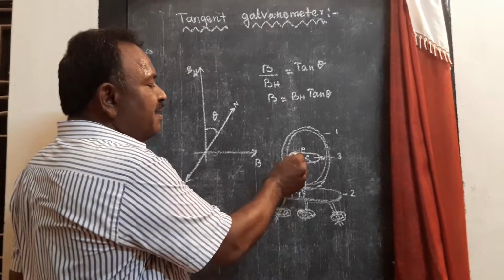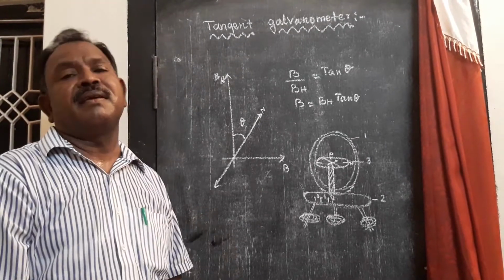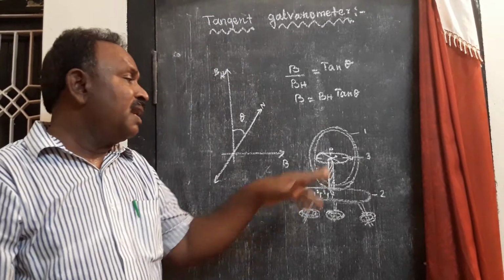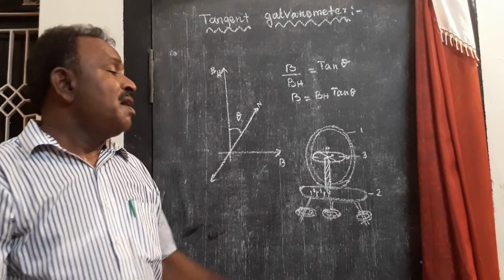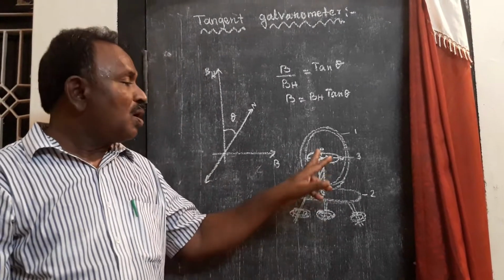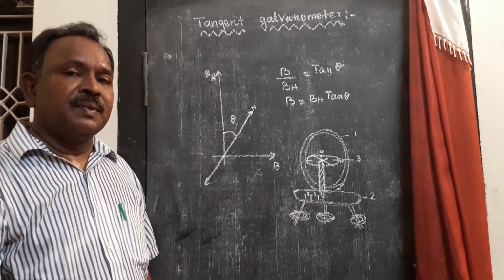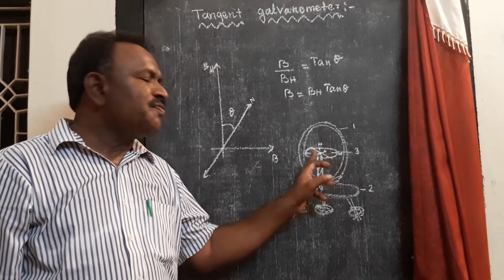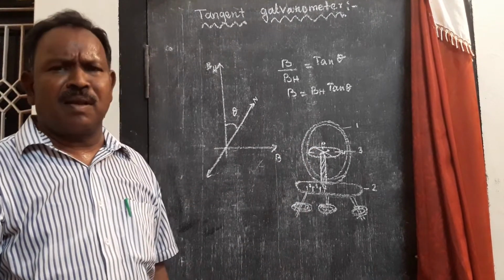To this magnetic needle, a long aluminium pointer is connected perpendicular to the needle. So when the magnetic needle moves over the graduated scale, this aluminium pointer will also move over the scale. From the position of the aluminium pointer, we can read out to what angle the magnetic needle gets deflected. In order to avoid parallax error, a small mirror is fixed below the magnetic needle. This is the construction of the tangent galvanometer.